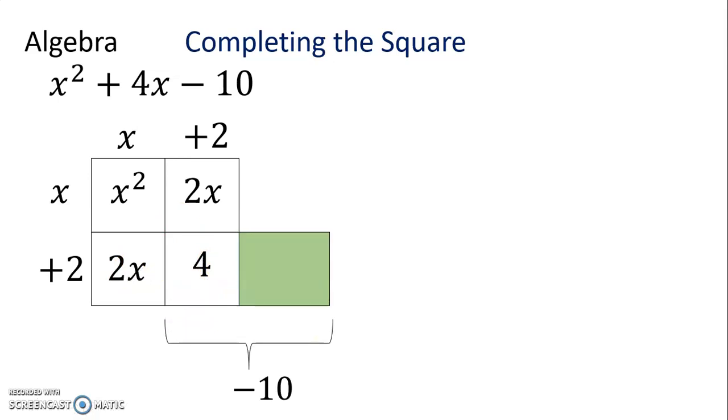and I want this to give me a total of negative 10. So what have I got to have in this green part of my grid here? Well, I'm actually going to need negative 14, so that when I add the 4 and the negative 14 together, I get a total of negative 10. So this expression then is identical to x add 2 squared, subtract 14.